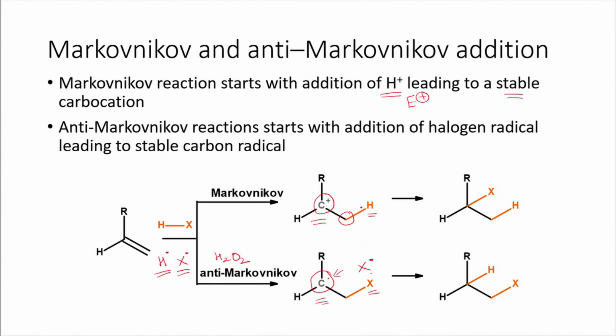That means, in the normal Markovnikov addition, hydrogen adds first. In the anti-Markovnikov addition, the halide, the X dot radical, adds first. And the next step is basically the addition of hydrogen radical, which gives the final product. So, what are the two differences between Markovnikov and anti-Markovnikov addition? Here, what species adds first, and whether it is a radical or the proton. So, that is what makes the difference. In the Markovnikov, H plus adds, in the anti-Markovnikov, X dot adds.